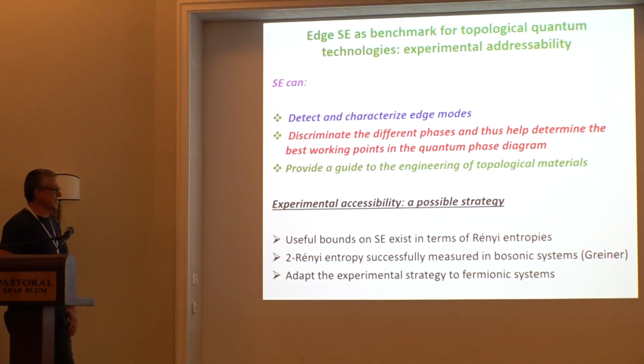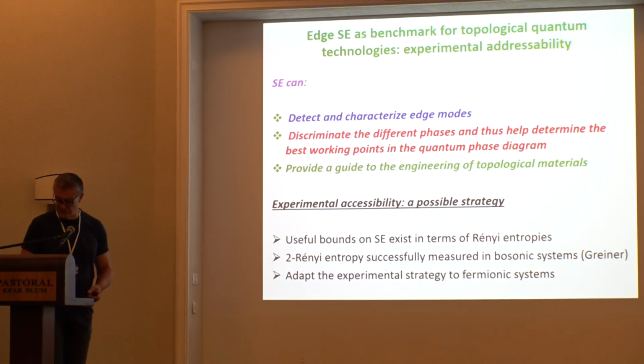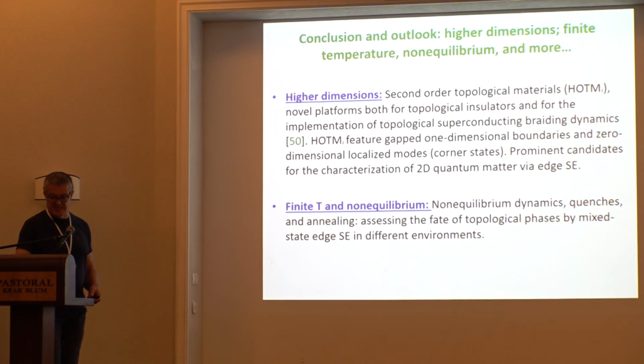And this has been done in the Greiner group in a landmark experiment a few years ago for bosonic systems. Then the idea is to adapt Greiner's strategy to fermionic systems, for superconductors and topological insulators, and extract information on the Renyi entropies that bound the squashed entanglement. This is the basic idea.